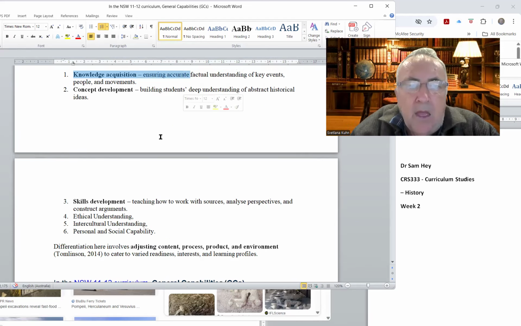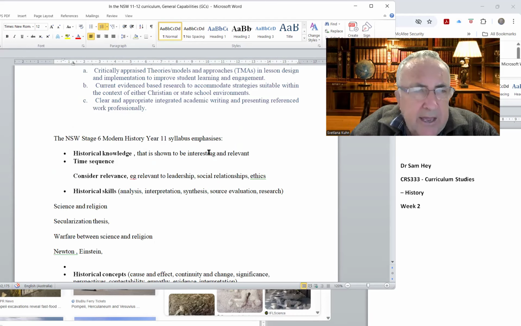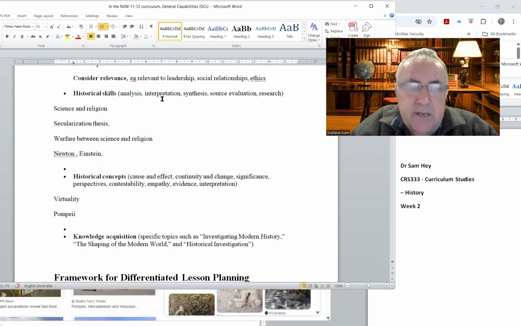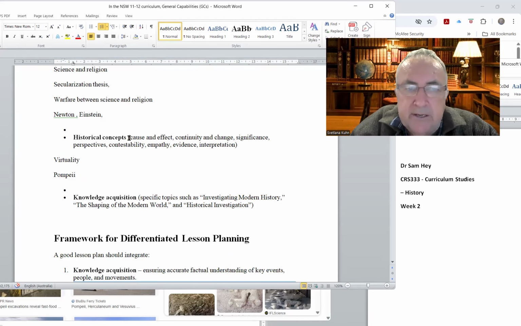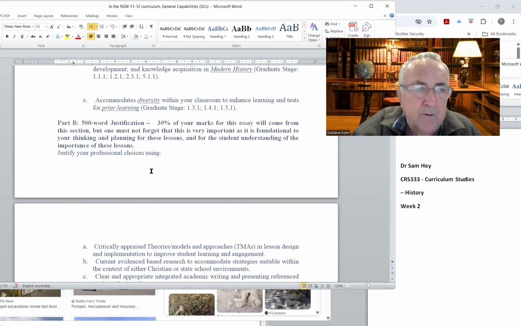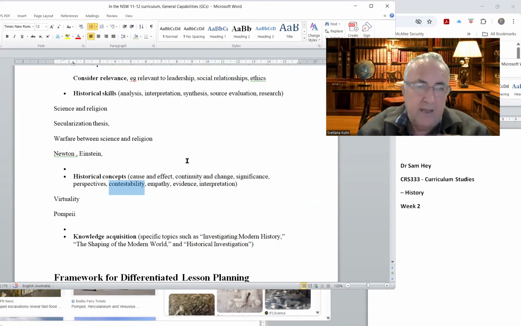And then there'll be these concepts that we're talking about, such as the ability to understand analysis and interpretation, the ability to understand cause and effect, continuity and change, significance, and we'll come back to the idea of contestability. That is, how much do we know and how cautious should we be about the claims of knowledge? And I spoke about the example of science and religion. And how much do we know?